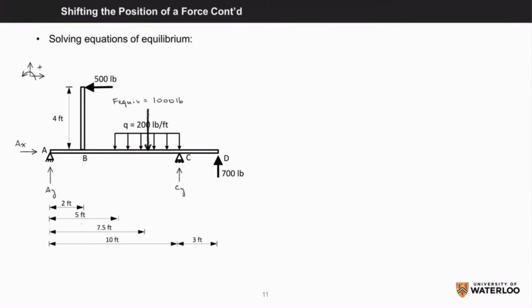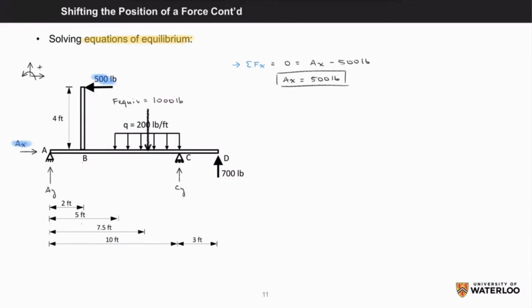Now moving on to the equilibrium equations, we can immediately solve for the sum of Fx first, since there's only one horizontal load and one horizontal reaction. The sum of Fx equals 0 accounts for Ax acting to the right and the 500 pounds acting to the left. Our equation will then be 0 equals Ax minus 500 pounds, giving us Ax equals 500 pounds.